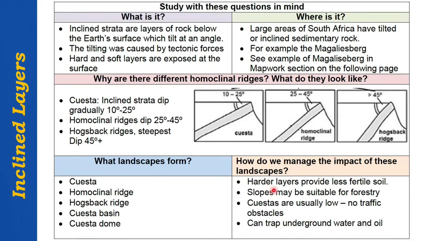And then you also need to know how to manage the impact of these landscapes. So in other words, your harder layers will have less fertile soil, so there's not going to be as much farming activity taking place there. Slopes may be suitable for forestry. Cuestas are usually low, so there are no traffic obstacles. You've learned about the cuesta around the basin around Paris in France, for example. It's easy to build roads over them, and your cuesta basins can trap underground water and oil, and often when mining for oil, geologists will look for cuesta basins because that is often where they are found.